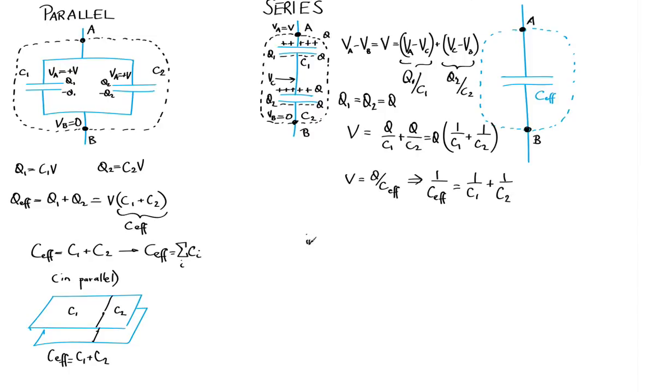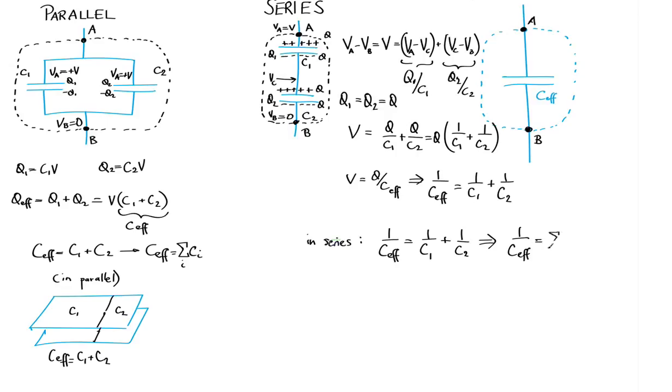So in series, my mistake, 1 over C effective for a pair of capacitors is 1 over C1 plus 1 over C2. In general, 1 over C effective would just be the sum. If you had, instead of 2, 3 or 4 capacitors all chained up, it would just be 1 over Ci summed up. Okay?